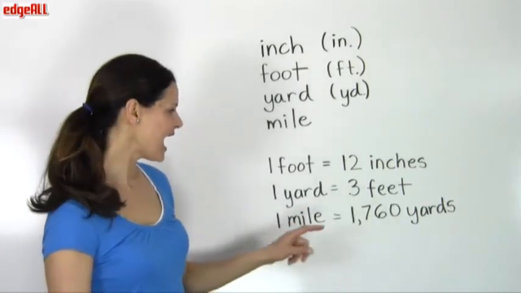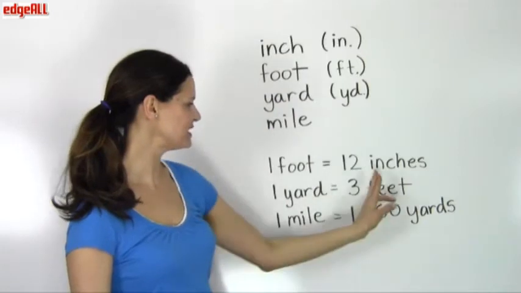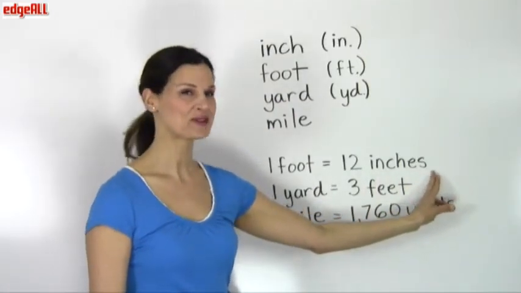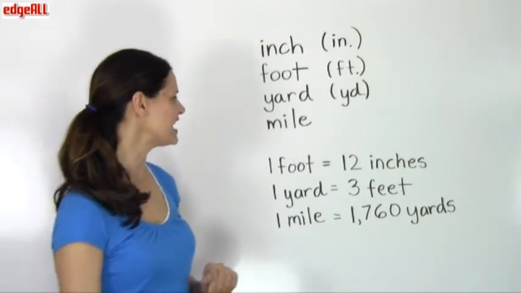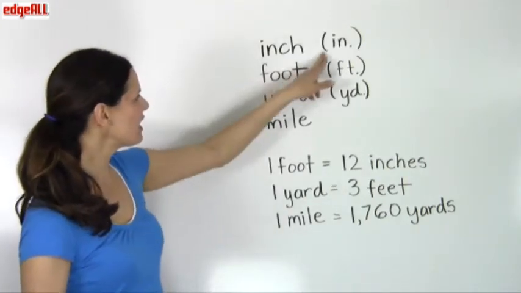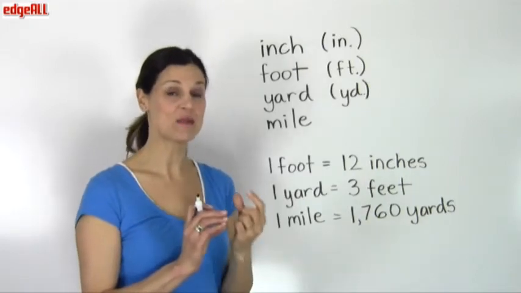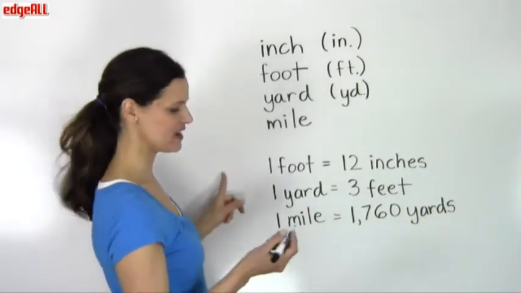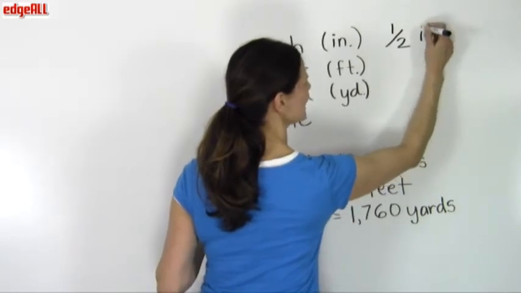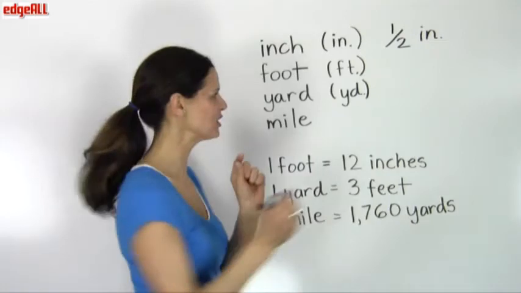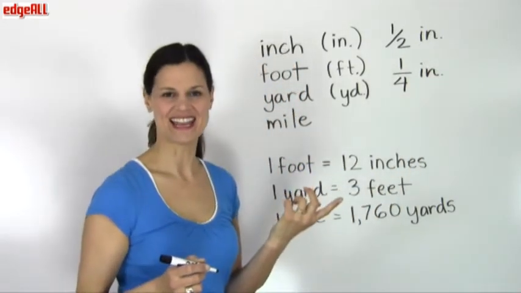1,760 yards. And so you can see that these also have plurals. If we're talking about more than 1 inch, we say inches with an ES on the end. If we're talking about more than 1 foot, we would say feet, and then yards and miles with an S on the end. Anything smaller than 1 inch, because as I mentioned, the inch is the smallest unit of measure, is given in fractions of an inch. So sometimes you will see, for example, 1/2 of an inch, and that would be half of the smallest unit of measure. Or you might see it like this, 1/4 of an inch, 1/8 of an inch.